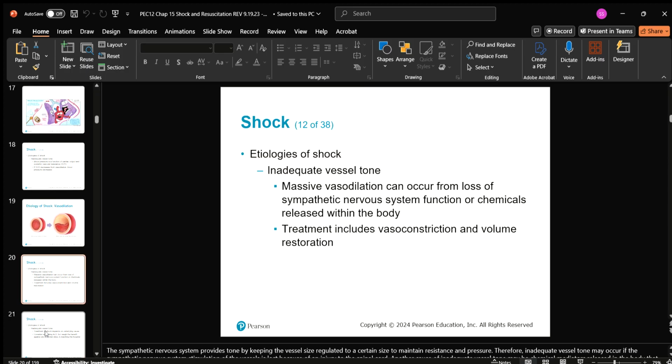All right, inadequate vessel tone. So massive vasodilation. We're talking about, like we just said, sympathetic nervous system function or chemicals released within the body. So maybe they are having a reaction, an allergic reaction, maybe to medication, food, insects, flora, fauna, that kind of stuff. Treatment includes vasoconstriction and volume restoration. How do we treat vasodilation as EMTs? What can we give? Epinephrine, how much?